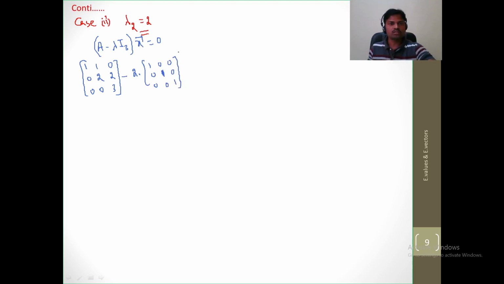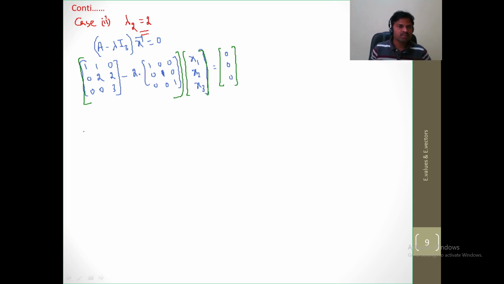And all these things into the unknowns x1, x2, x3, or you can take x, y, z for simplicity, no problem. Some unknowns we have to take: x, y, z or alpha, beta, gamma or x1, x2, x3, whatever. Is equal to the null matrix. What is the null matrix? 0, 0, 0. Like this. Then simplify this.